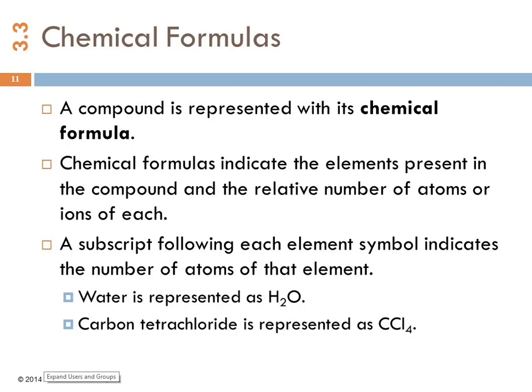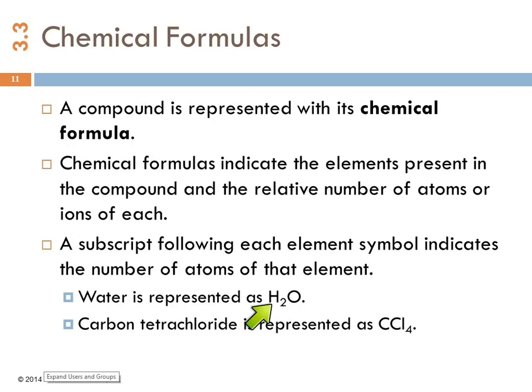So these compounds are combinations of atoms of different elements in specific ratios, and we use chemical formulas to indicate the elements that are present in the compound and the relative numbers. So we do this using the element symbols and numerical subscripts. Sub, like submarine, goes below. So a subscript is a lowered number.